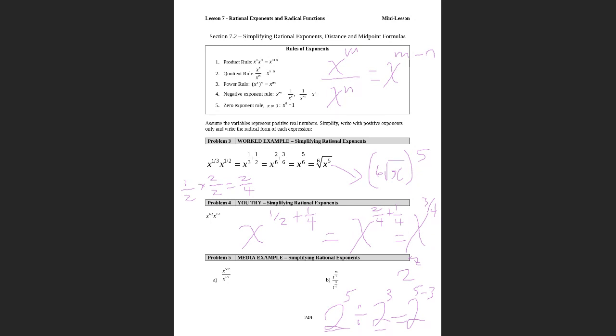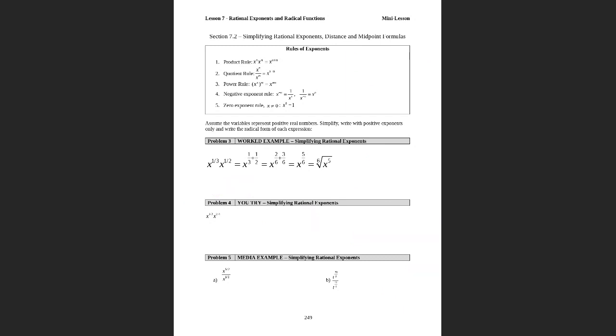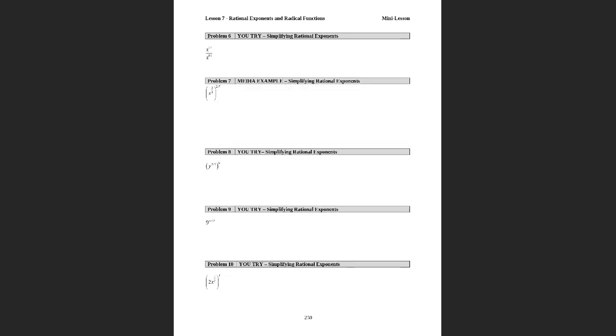Now let's look at problem 5. This is a media example, so I'm not going to do it. Go back and look at it. But what about if I have 3 to the power 5 divided by 3 to the power 2? This gives me 3 to the power 5 minus 2, which gives me 3 to the power 3. What is 3 to the power 3? 3 times 3 is 9, times 3 is 27. Now, this is a media example, so I'm not going to do it. Please go and look at the video so that I could finish all that I want to do.